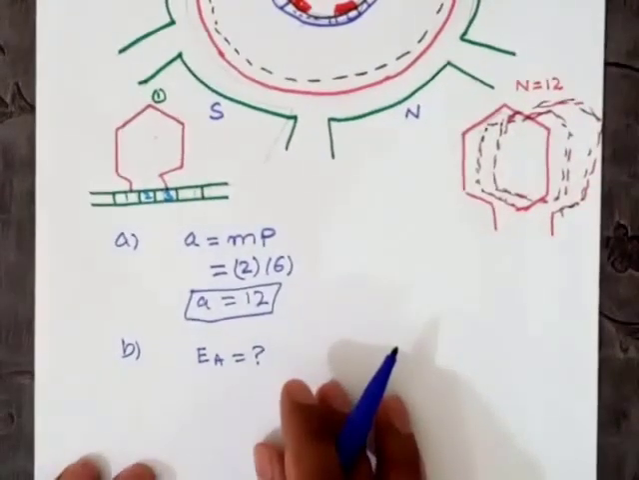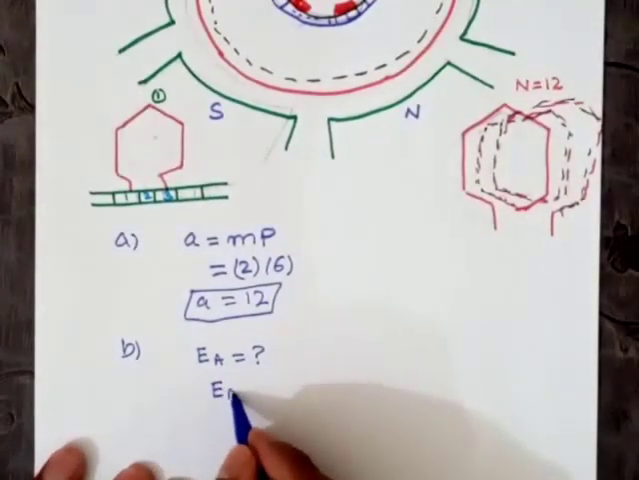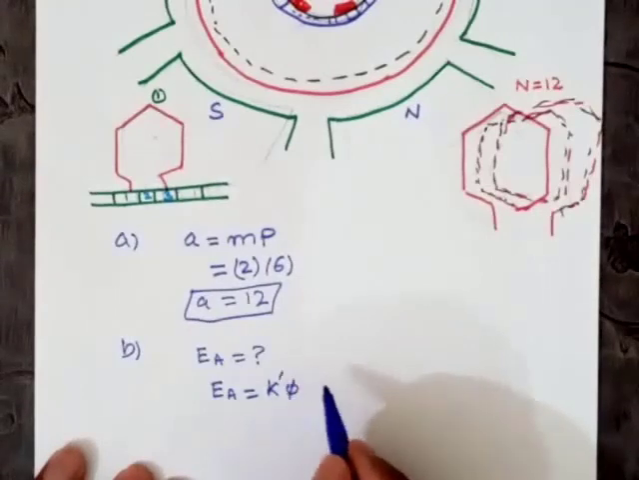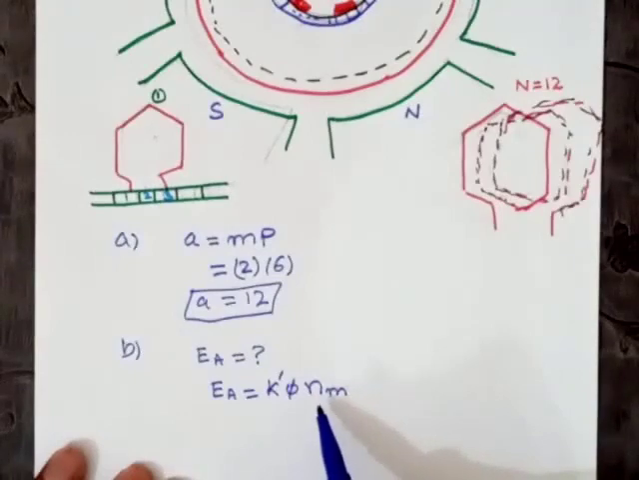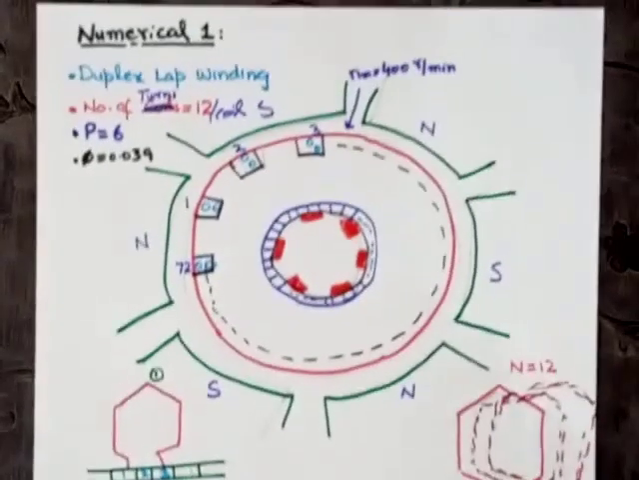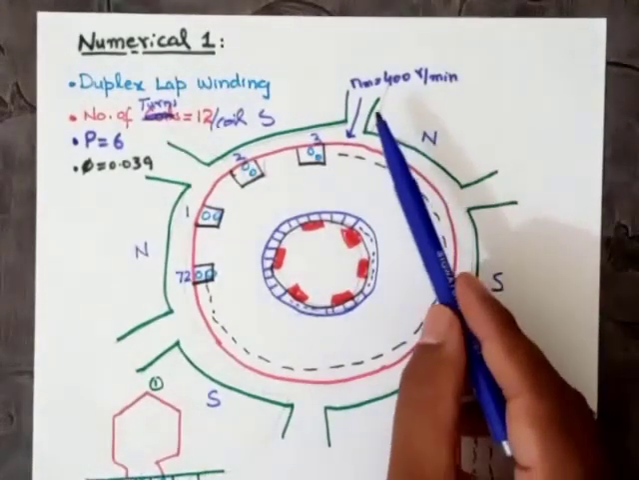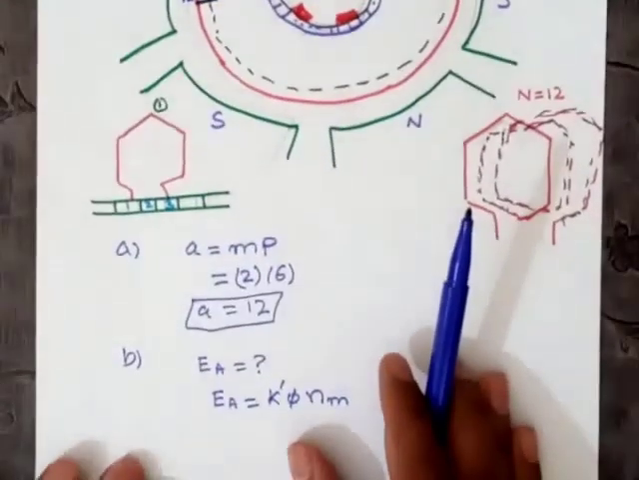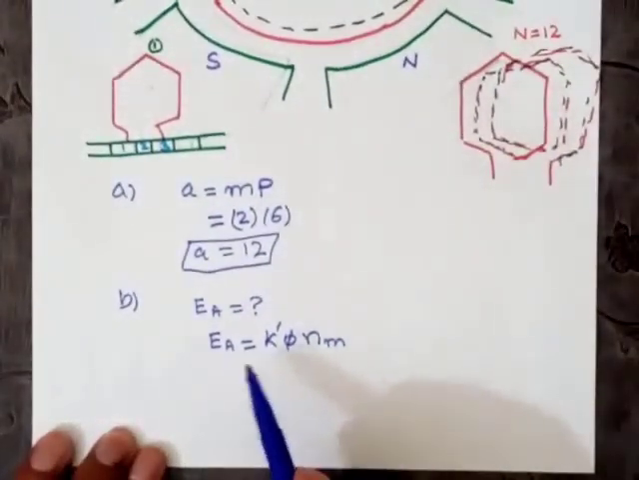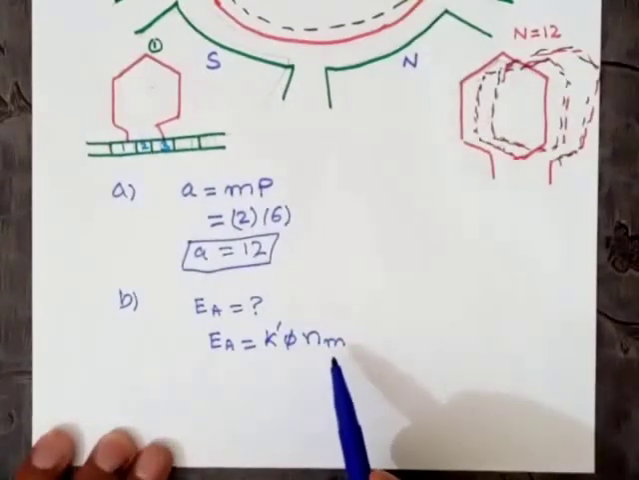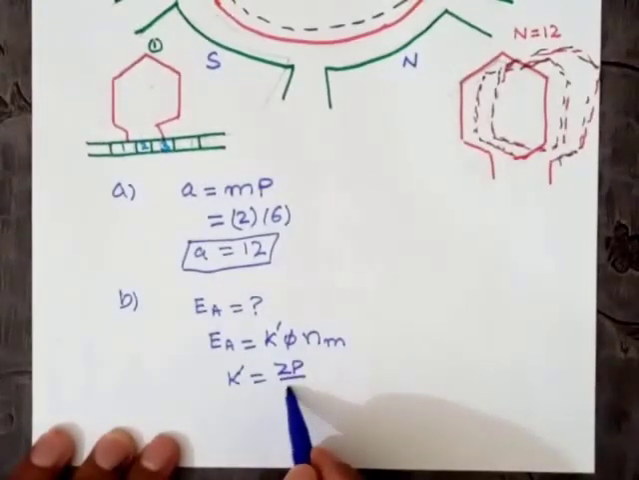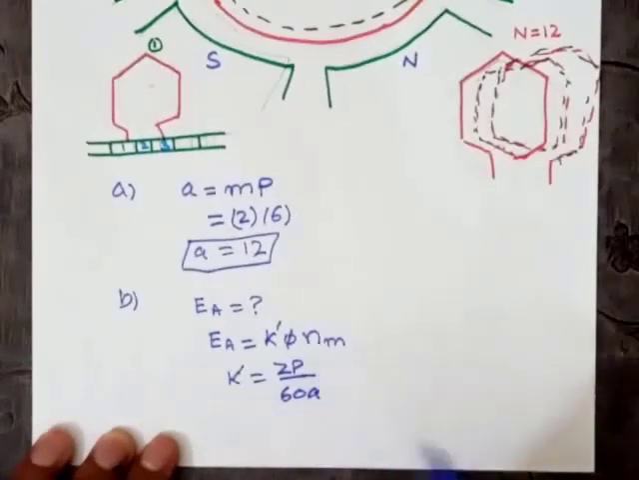As we know, in case of real machines, EA is equal to K dash phi into N M. We use here N instead of omega because in the problem the speed is given in revolution per minute instead of radian per second. That's why we use this formula, EA is equal to K dash phi into NM, where K dash is equal to ZP over 60A, as we have already derived.